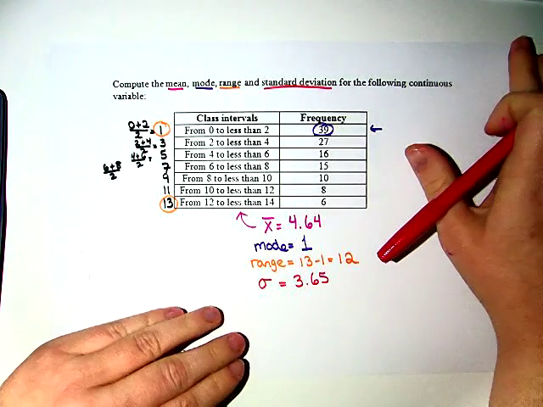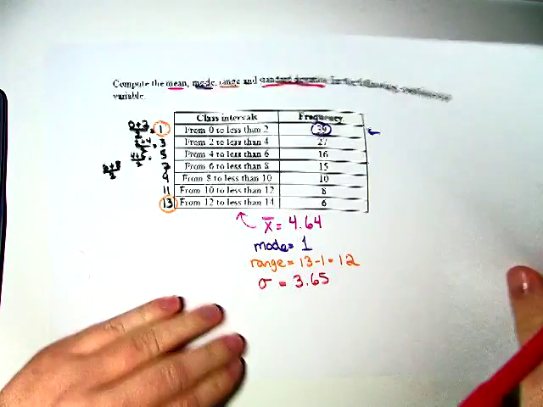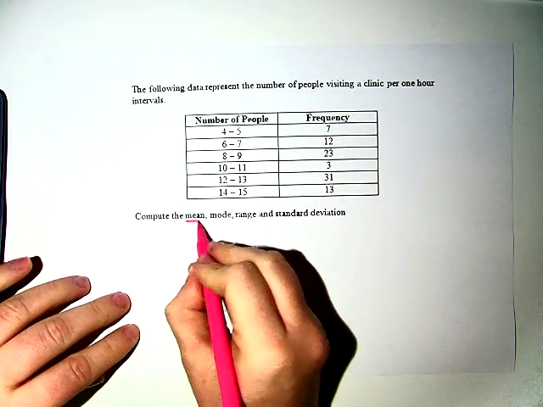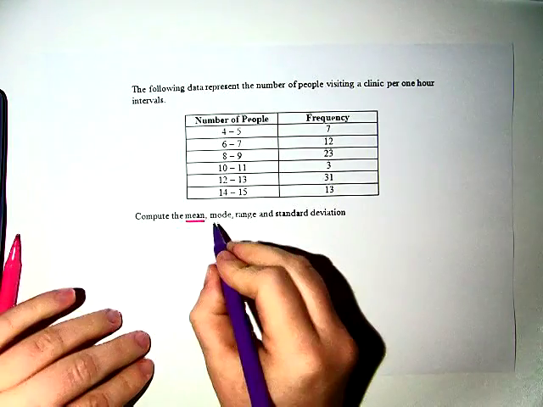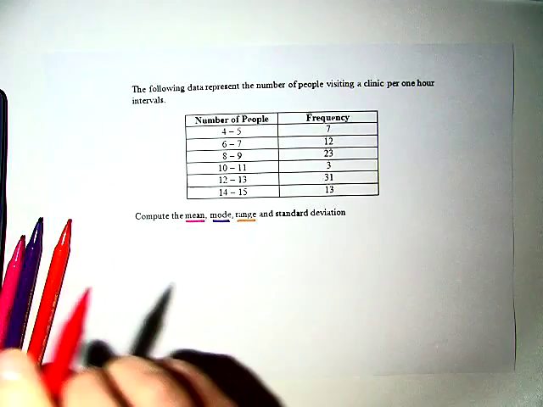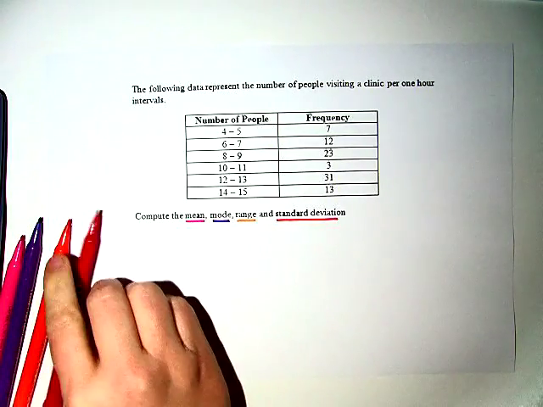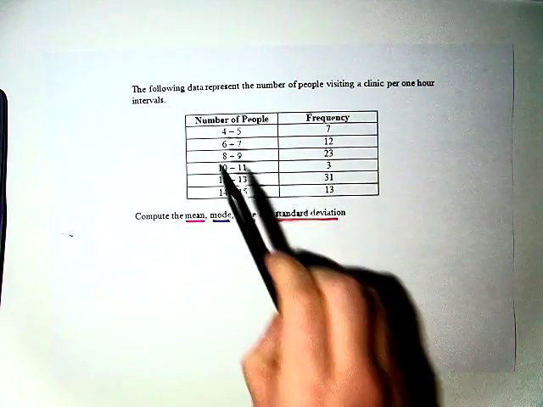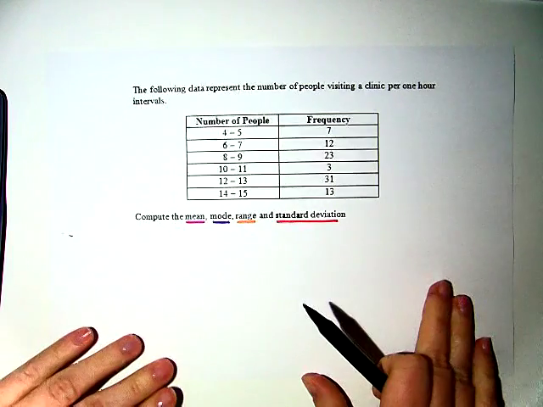Okay, that was kind of difficult. Let's try another one just to make sure that we understand what we're doing. The following data represents the number of people visiting a clinic per hour intervals. Compute the mean, okay, the mode, the range, and the standard deviation. So just like the last one. But we need to find the midpoint for each of this data.